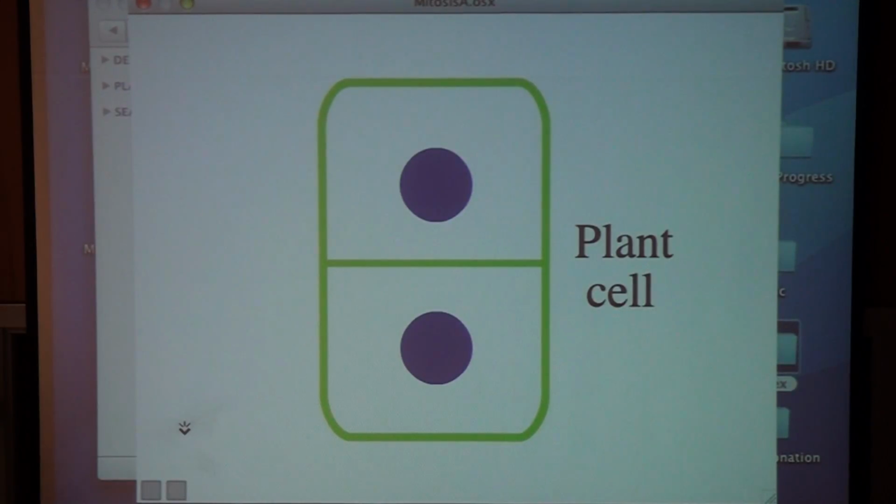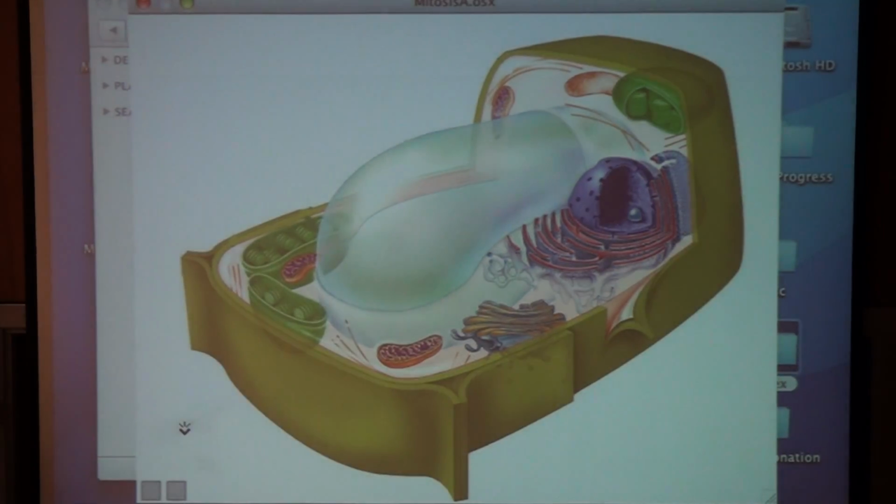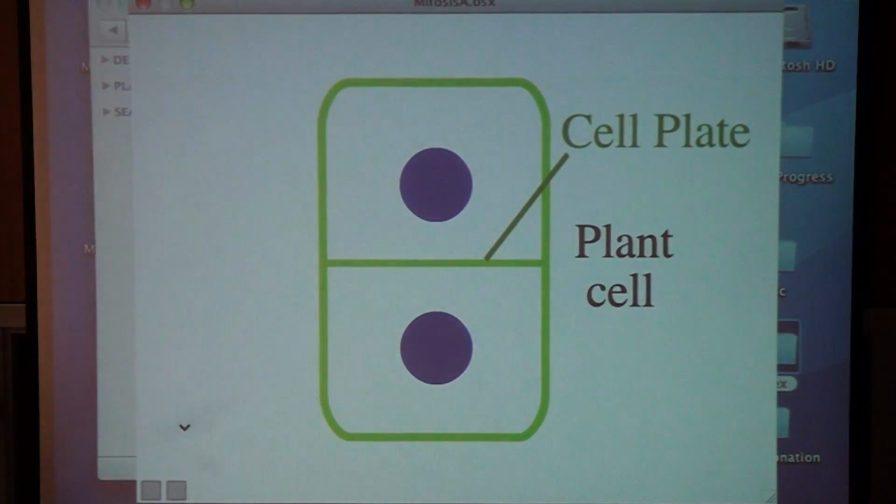So plant cells do not have a cleavage furrow. They have a cell plate that actually divides the two daughter cells. But other than that, it's fundamentally the same process. It's nuclear division and cytokinesis. There's a nice picture of a plant cell with the cell wall there in green. Cell plate. Okay.